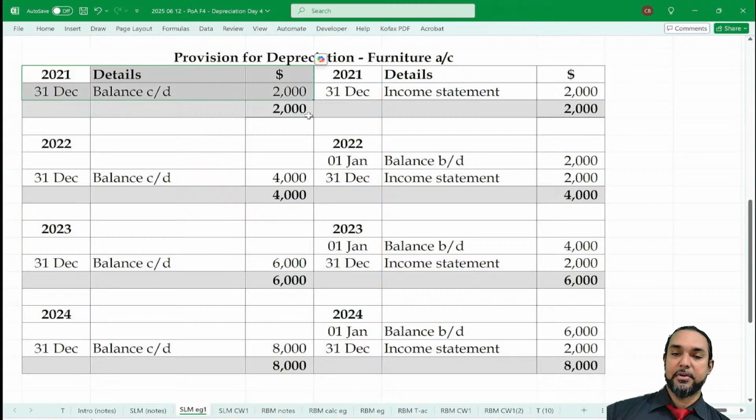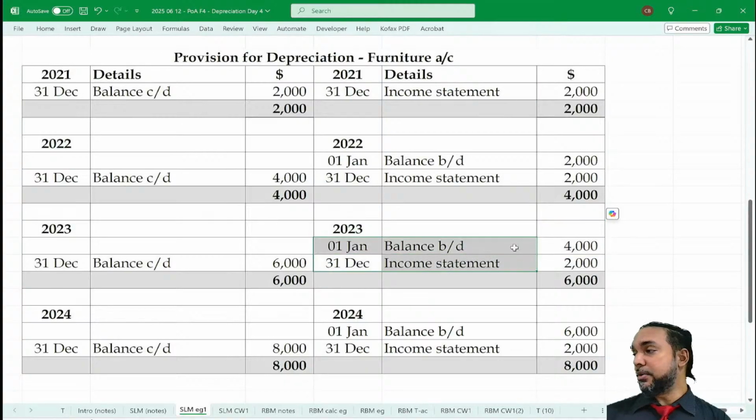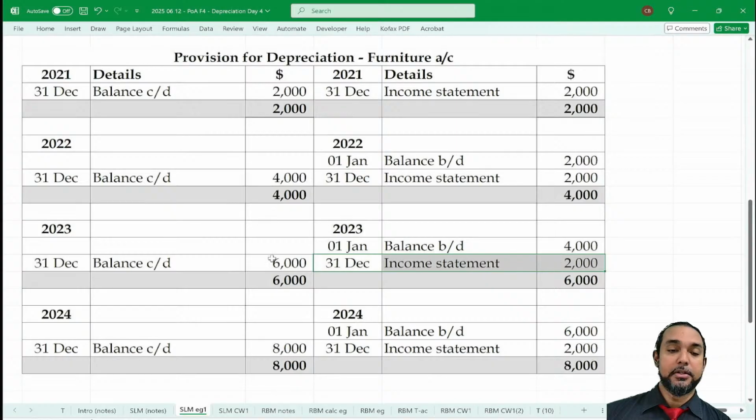The balance is then carried down to the start of 2022. We charge another 2,000 at the end of 2022, so we have a total charge now of 4,000. That's brought down to 2023. In 2023, we charge another 2,000. The total balance now is 6,000. And then we repeat one last time in 2024. We charge another 2,000, and the total is now 8,000.